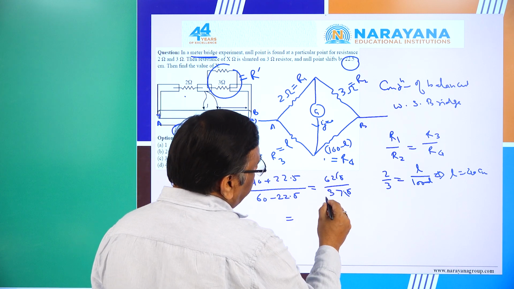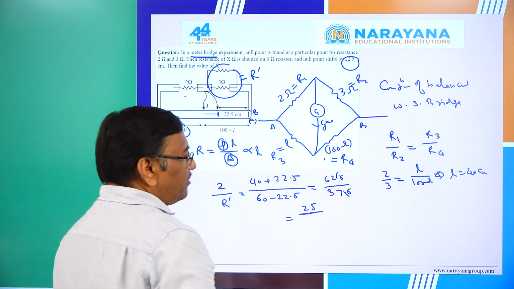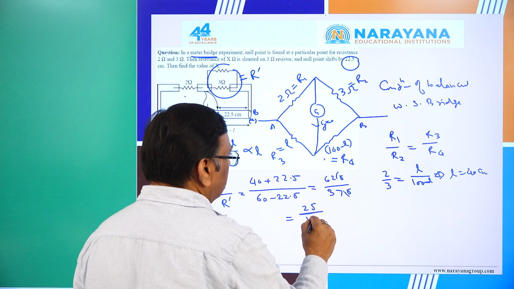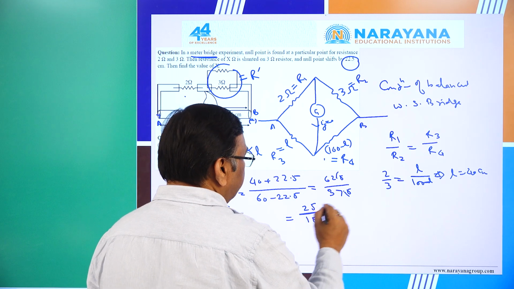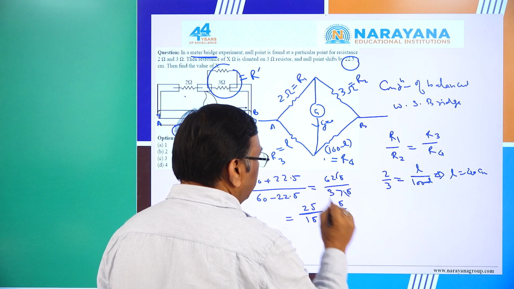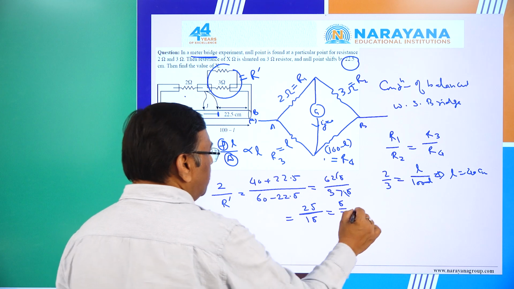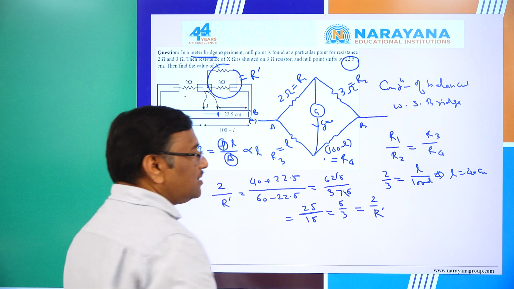Is it divisible by 25? Yes, it is divisible by 25. 25 into 25 is 625. And how much is this value? 25 into 15 is 375. It is going to be 15 over here. If I write 15, how much is the value? It is 5, 5, 25. 25 divided by 15 gives 5 divided by 3, we can get this value. So what I am getting now, that means 2 upon R dash, I write it again here, it is 2 upon R dash in this manner.